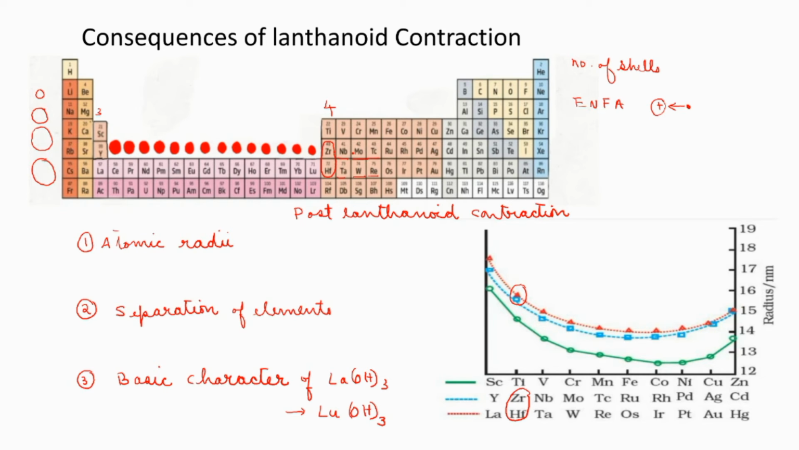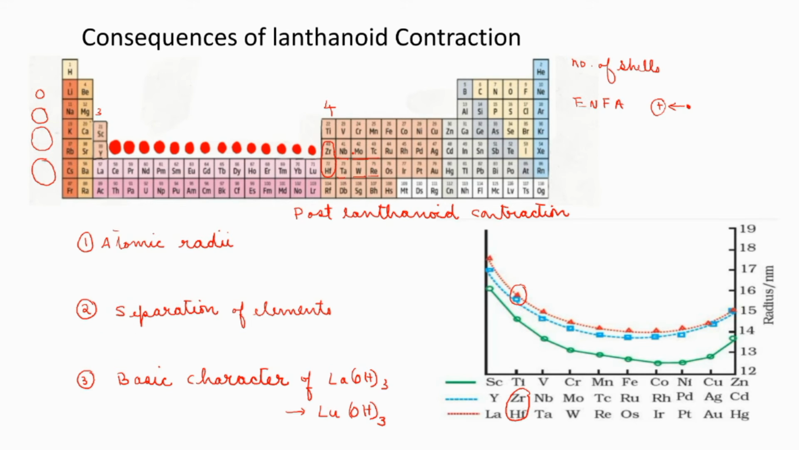Another consequence of lanthanoid contraction is that separation of elements which have almost identical radii is too difficult. As they have almost the same atomic radii, they will also show almost similar chemical properties. So due to that, separation of these elements from the mixture is difficult. So that is another consequence of lanthanoid contraction.